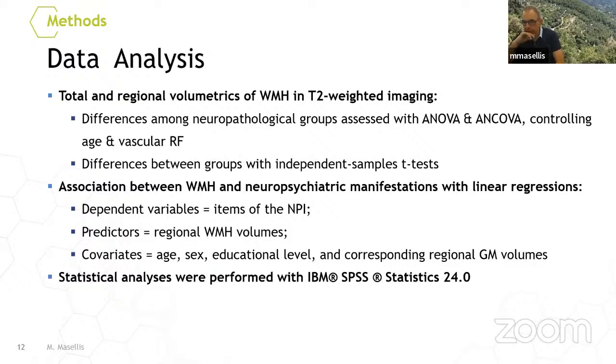We looked at total and regional volumetrics of white matter hyperintensities on T2-weighted imaging, and we looked at differences among neuropathologic groups via ANOVA and ANCOVA, controlling for age and vascular risk factors. We also looked at differences between groups using an independent samples t-test. For the association between white matter hyperintensities and neuropsychiatric manifestations, we used linear regression. The dependent variable was the items on the Neuropsychiatric Inventory. The predictor variable was regional white matter hyperintensity volumes, and the covariates included age, sex, educational level, and corresponding regional gray matter volumes.